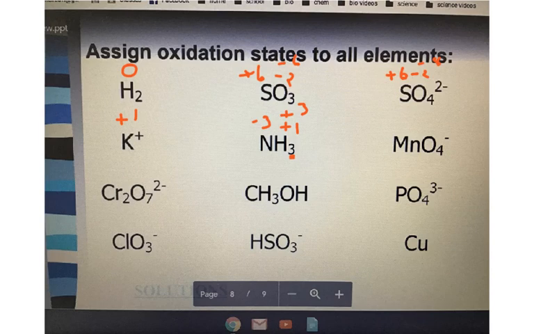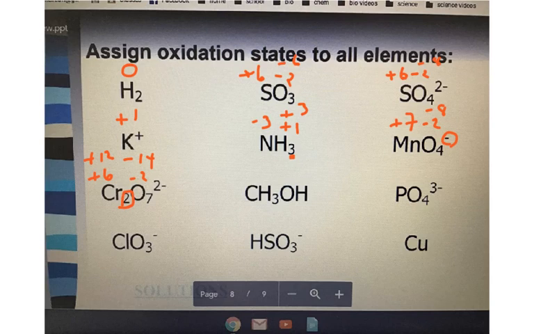MnO4, oxygen's -2, times 4 is -8. What do we have to add to -8 to get that -1 charge that we see here? Well, in this case, it's +7. Go down to Cr2O7. We have -2 times 7 is -14. So what plus -14 gives us -2? Well, we have +12. Now, because we have this 2 right here, that means you divide 12 by 2 and you get +6. So 1 Cr is +6, 2 Cr are +12.